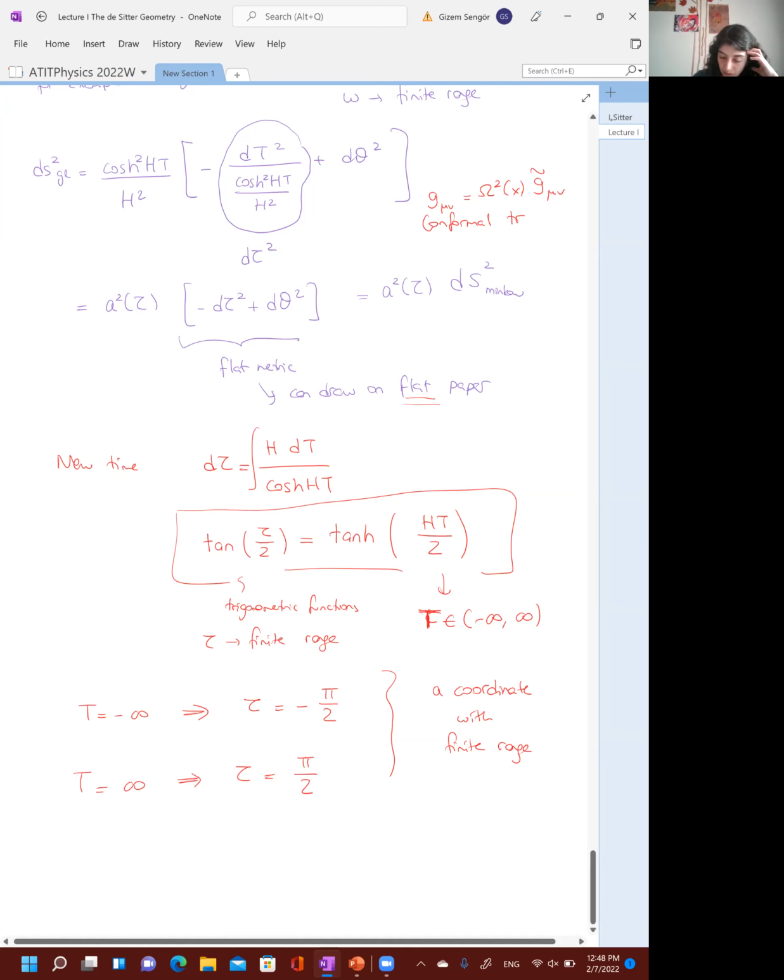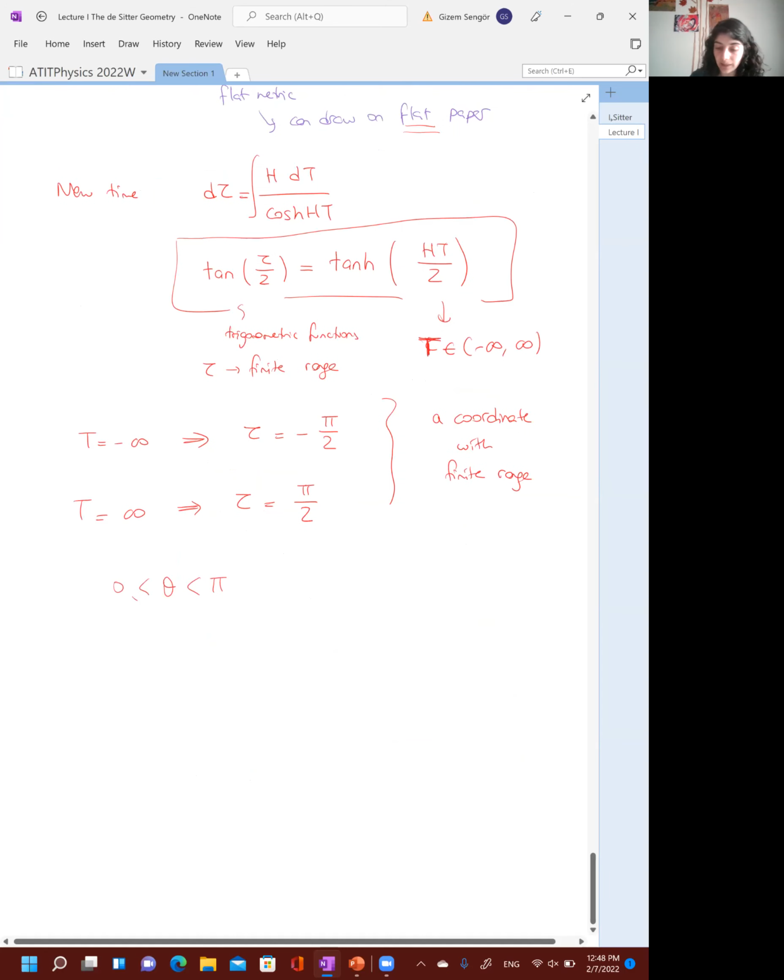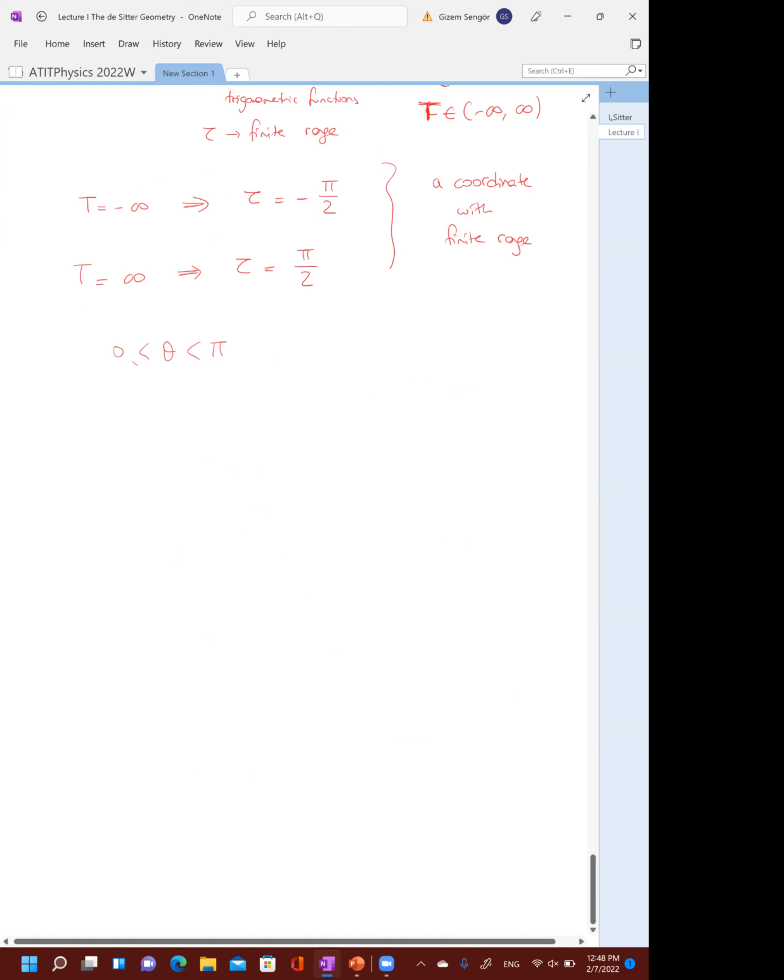Now we don't need to worry about theta because as an angle already from the beginning, it was between 0 to pi.